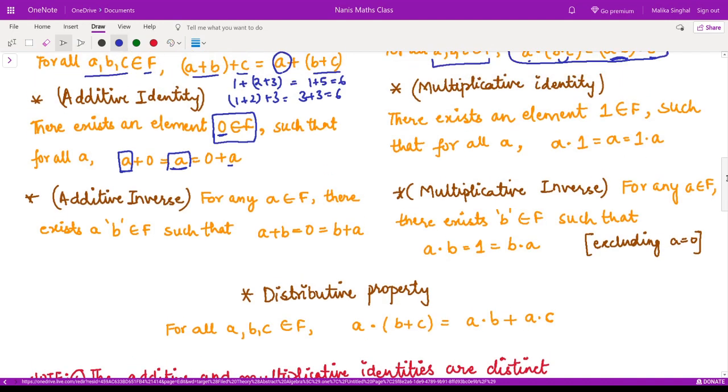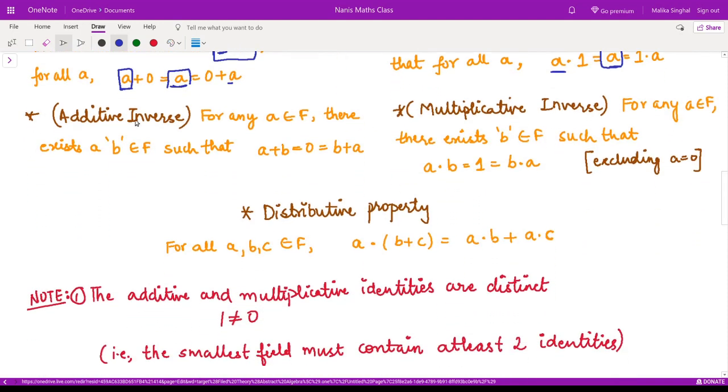So now let us talk about the multiplicative identity. What does it mean? That if you multiply any number by 1, you are going to get the same number. That means if you multiply a with 1, you are going to get a again, the same number. So this is the multiplicative identity of the field F.